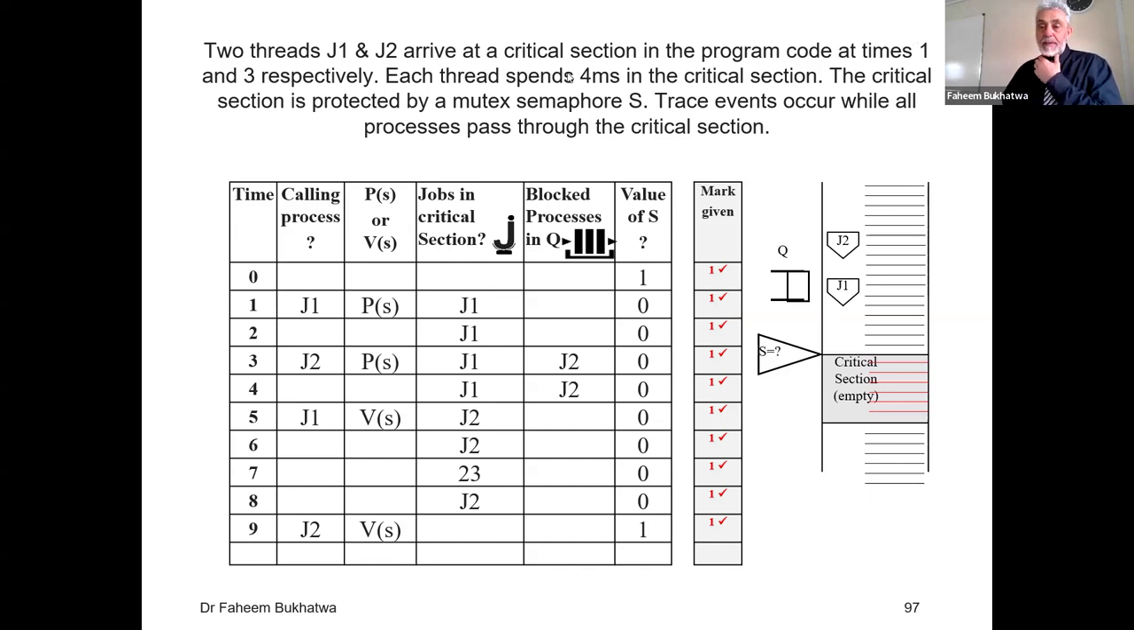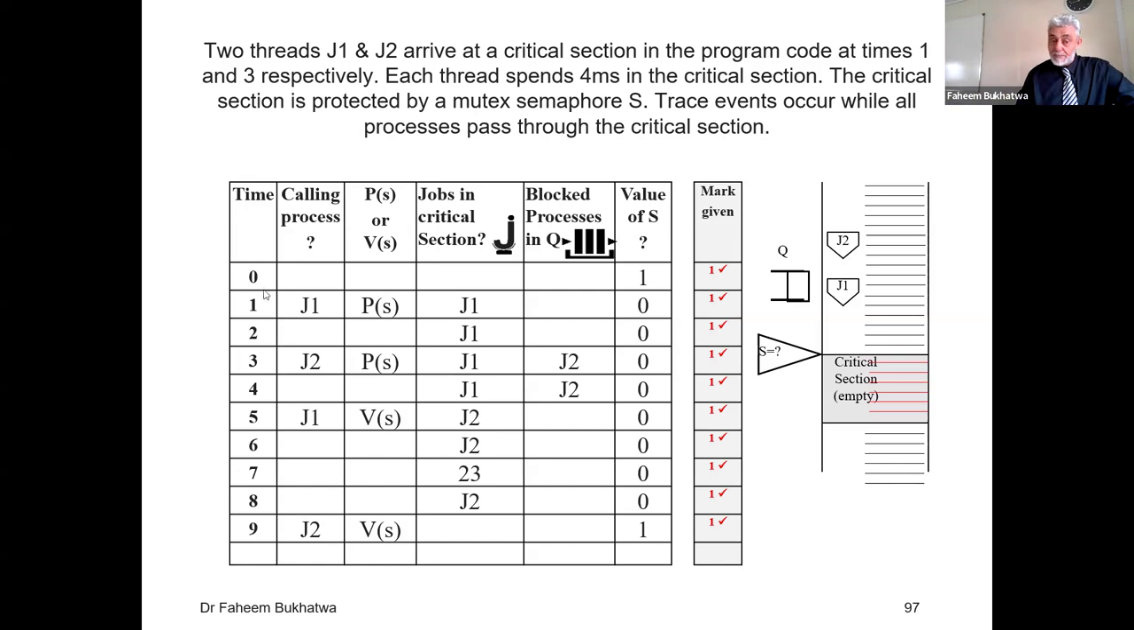And in this program, there's a critical section. And at time 1 and 3, respectively, these 2 processes arrived. That means this process arrived, if there was a hotel, on day 1 and another one arrived on day 3. If it was CPU, we'd be talking about milliseconds. This one arrived at millisecond 1 and the other one at 3.